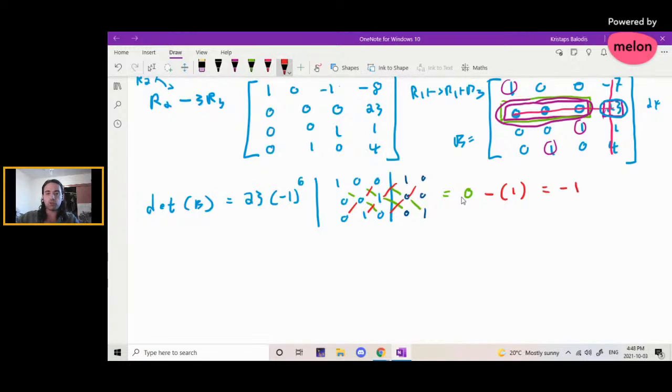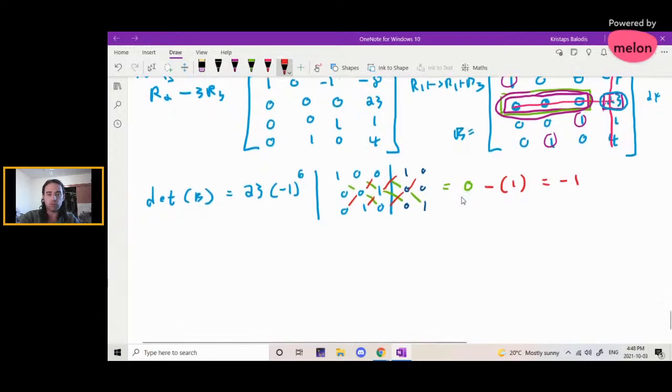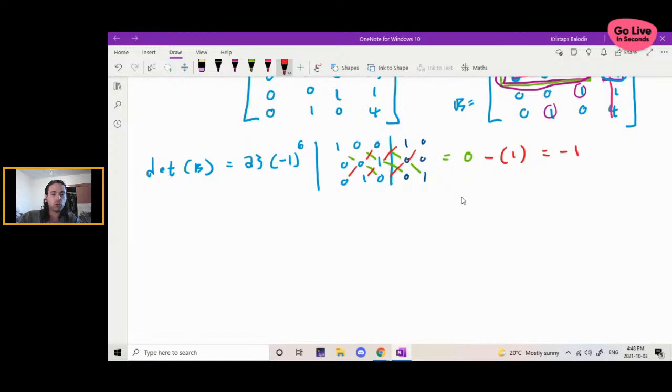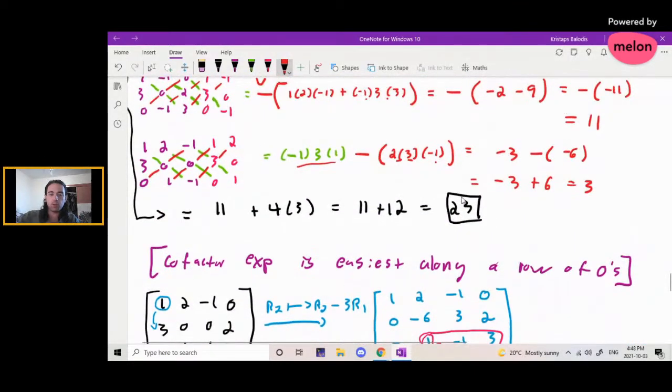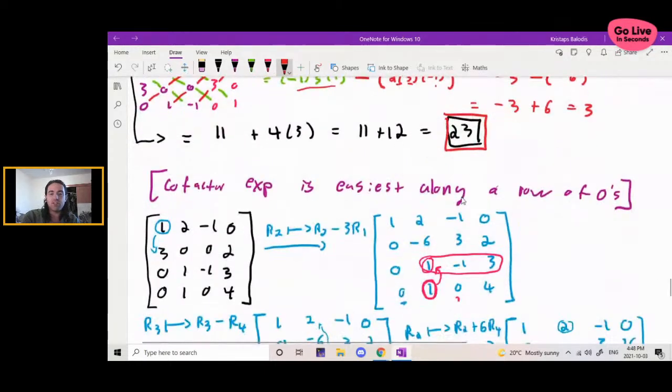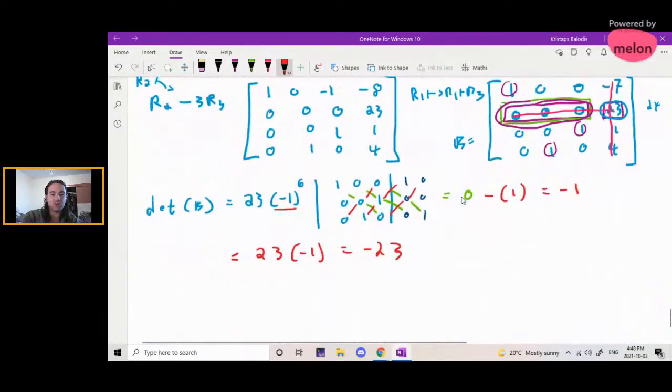So here this just works out to being minus 1, of course. And so here we get our final answer of 23 multiplied by, so this is minus 1 to 6 is positive 1, multiplied by negative 1. And so our final answer is 23. So I realize we must have made a mistake somewhere here. Oh, wait. Right, this isn't our final answer.